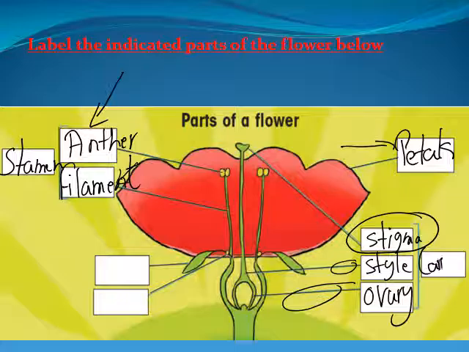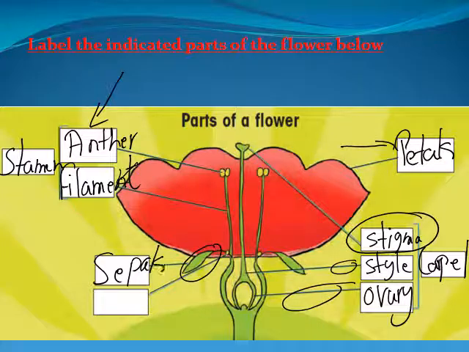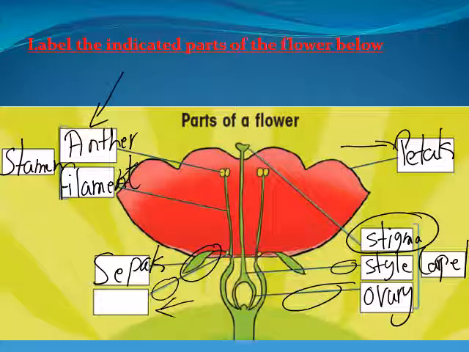Carpel. Excellent, carpel. Moving to this leaf-like part. Kevin, this is called what? This leaf-like part, is it called sepals or petals? Sepals. Excellent. The last part, this one is called what, Serene? It starts with the letter N. It's called what? Nectary. Excellent. It's called the nectary. These are the parts of the flower.